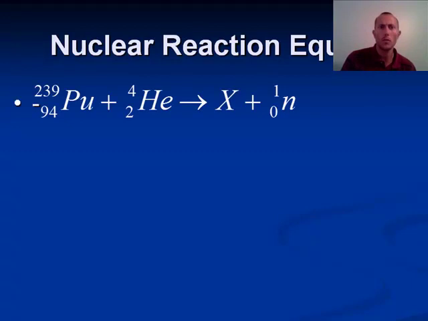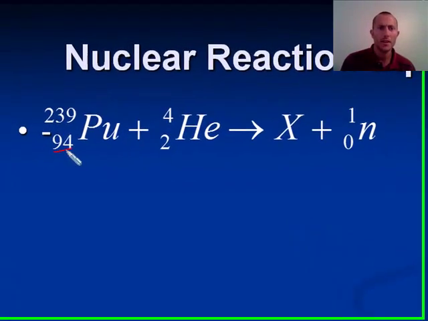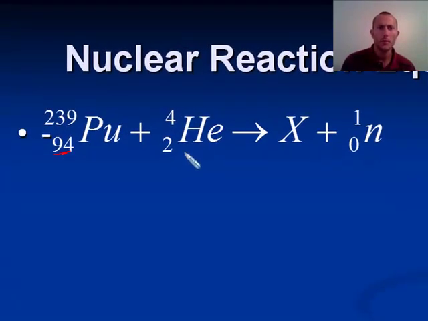And now let's do one more. Here we're starting with a nucleus of plutonium, which has an atomic number of 94. We're bombarding it again with an alpha particle, which has an atomic number of 2. We're getting as our products a neutron and some other new nucleus. And so again, we look at our atomic numbers and our atomic masses.